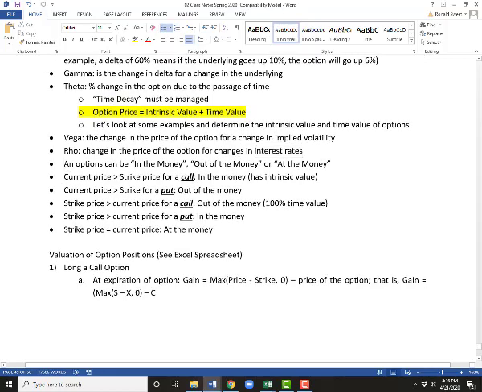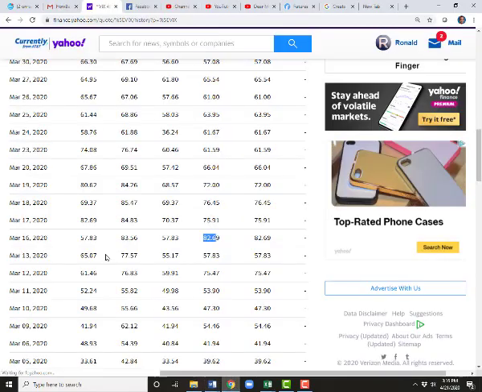Options can be in the money, out of the money, or at the money. So for call options, if the current price of the stock is greater than the strike price, the call is in the money. Like with Apple, Apple is trading for $270. If the current price is greater than the strike price, so if $270 is greater than $250, the option is in the money. We saw that with Apple here.